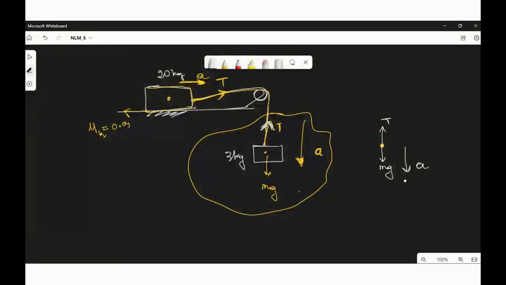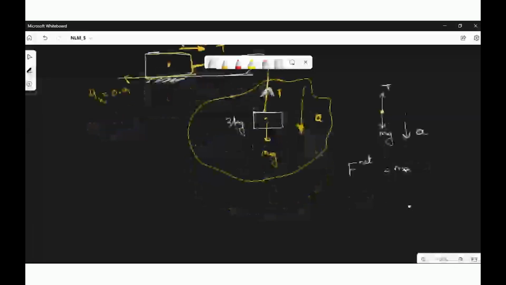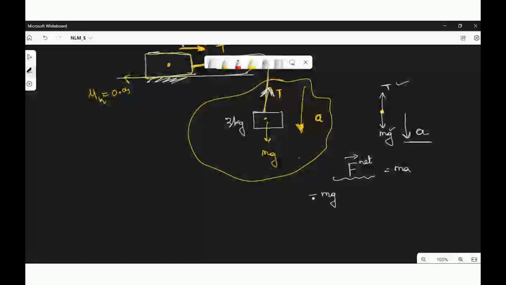Now, whenever there is an acceleration, we say F net equals M into A. What are all the net forces you could see? There is one tension T, there is one mg, and this is a vector. What we have to do is consider the forces that are acting in the direction of acceleration as positive. So mg should be taken positive, minus T will be equal to M into A. Do you agree?